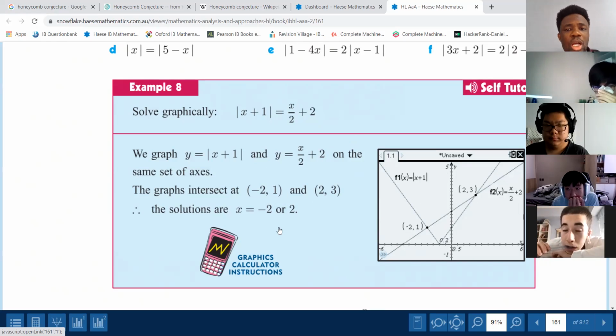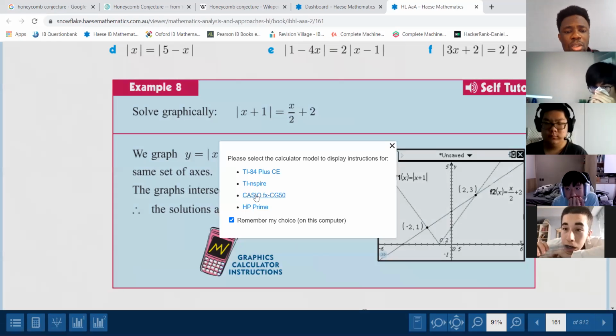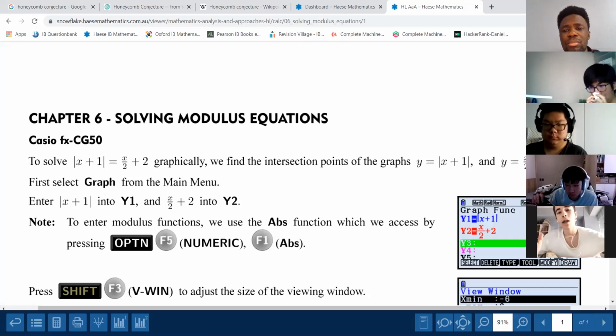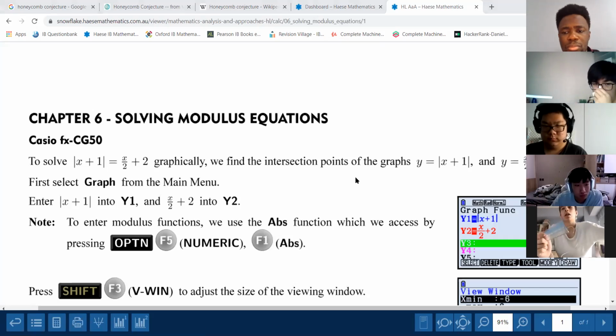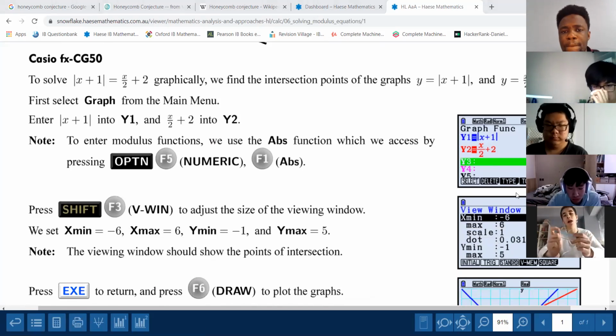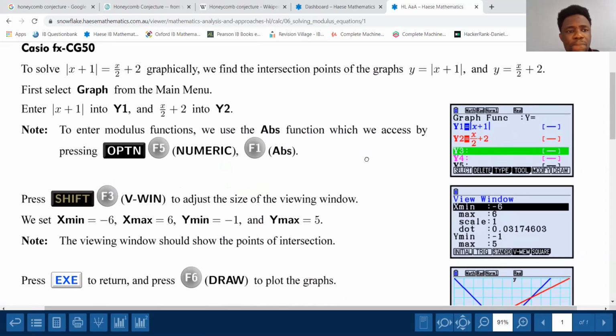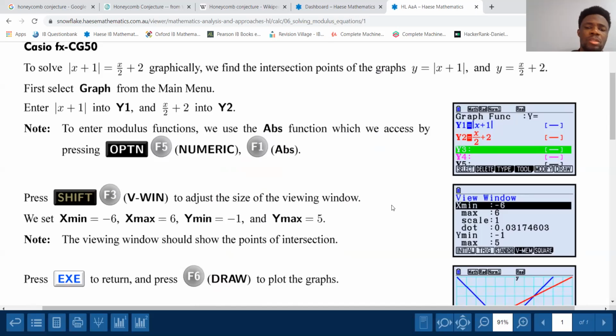So all you have to do is use your calculator. So press your calculator and follow the instruction I'm going to show you now on the screen. Quickly, when you finish, tell me.